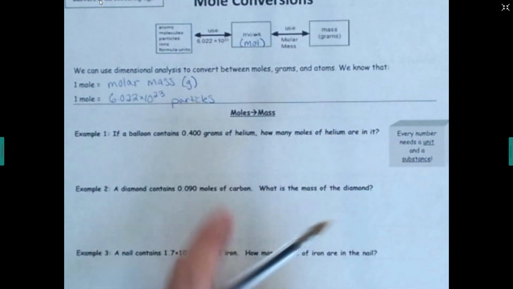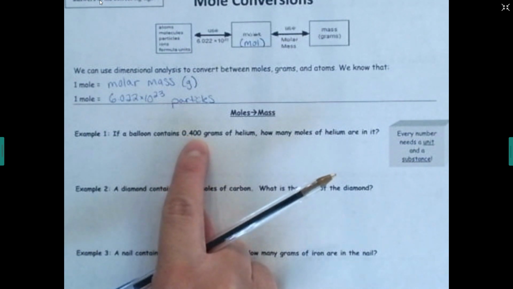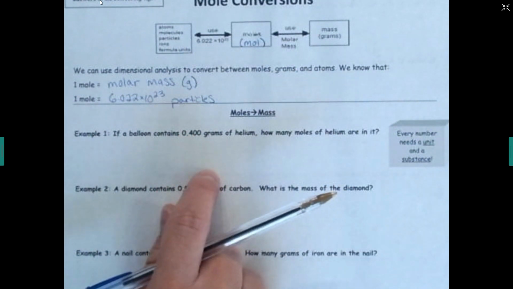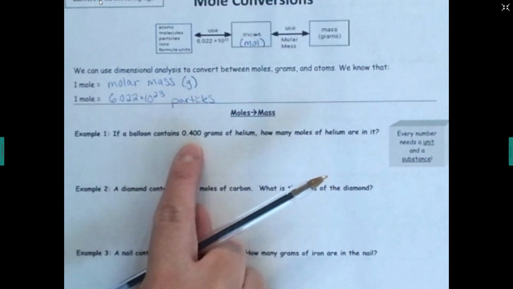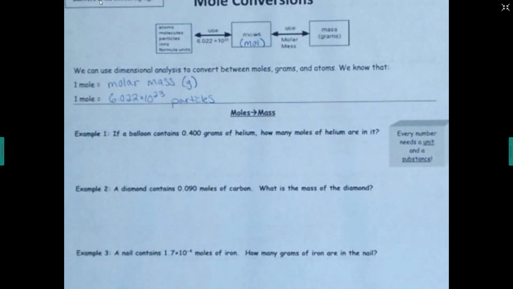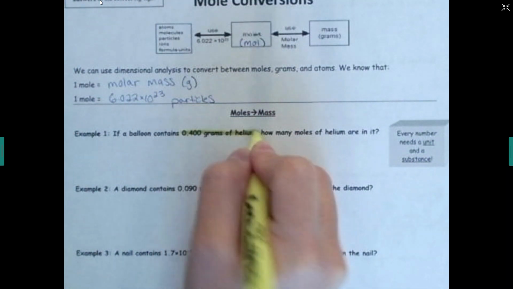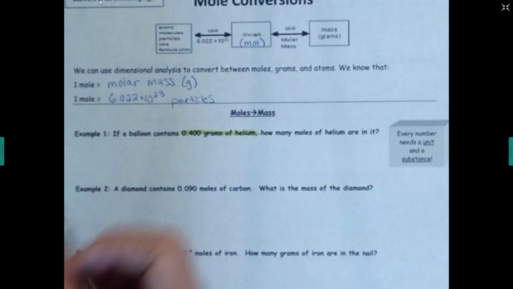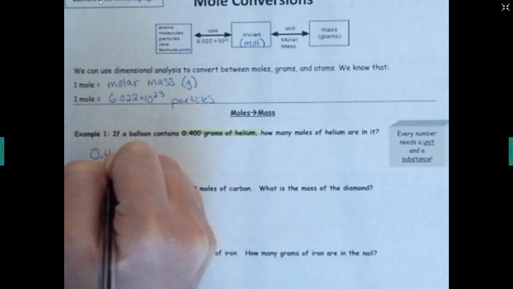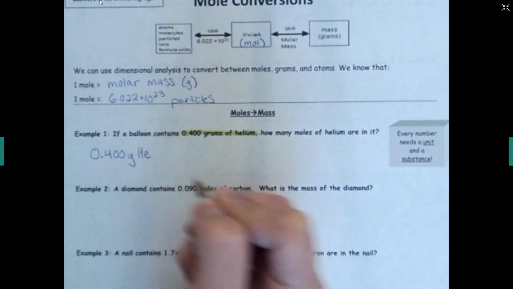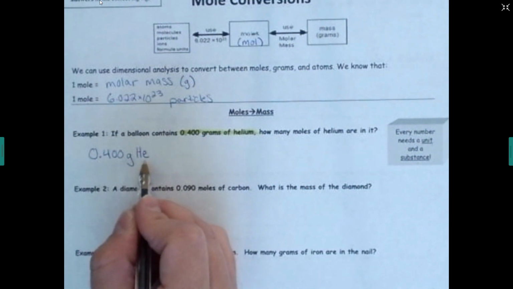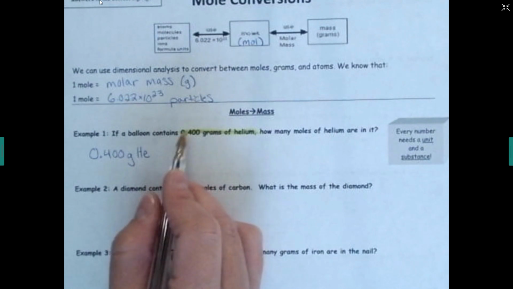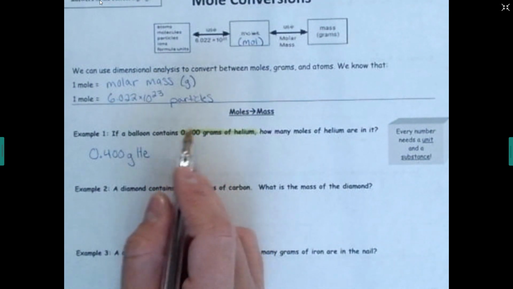Example 1, if a balloon contains 0.400 grams of helium, how many moles of helium are in that balloon? Okay, so what we're going to do is take the number that we are given here and write it over here to the left, 0.400, and we're going to abbreviate grams, and then helium, we're going to put HE. So see how it says every number needs a unit and a substance? Here's my unit, here's my substance. Okay, so this is our given. It's what the problem gave you.